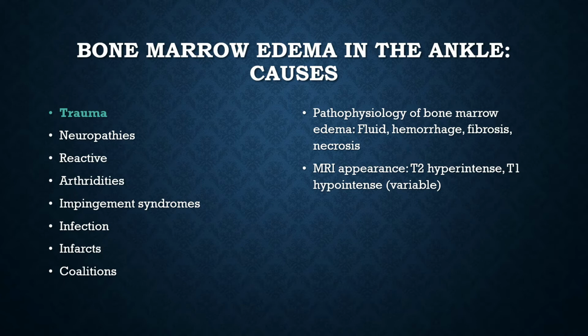Let's talk a little bit about the pathophysiology of bone marrow edema. There's a little bit of debate about how this comes about, but in general, it is felt to represent an accumulation of fluid, blood products, fibrosis, and necrosis, probably a combination of those factors. On MRI, in general, bone marrow edema is hyperintense on the fluid-sensitive sequences and is hypointense on the T1-weighted sequences, although the degree of T1 hypointensity can vary.